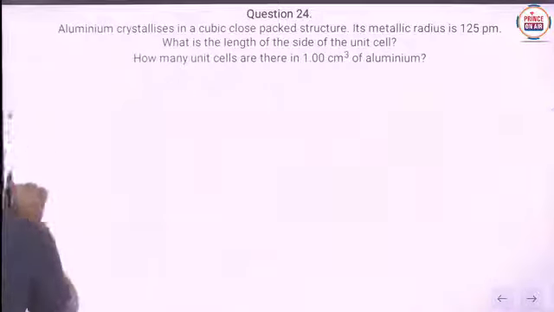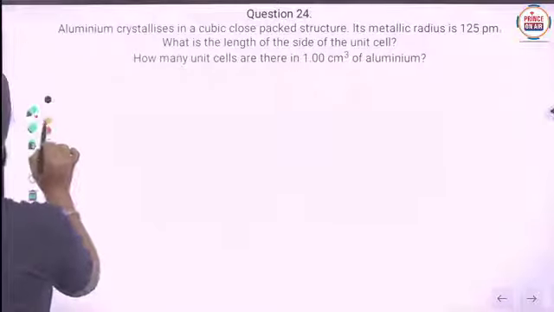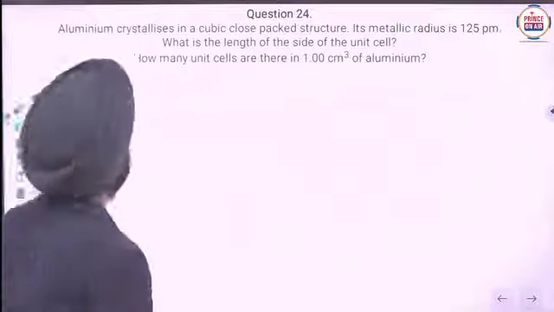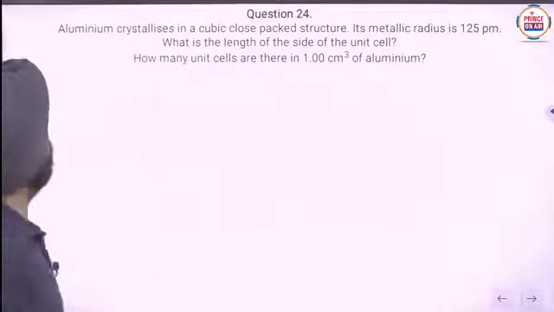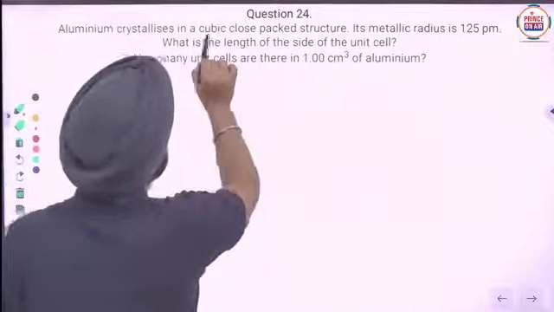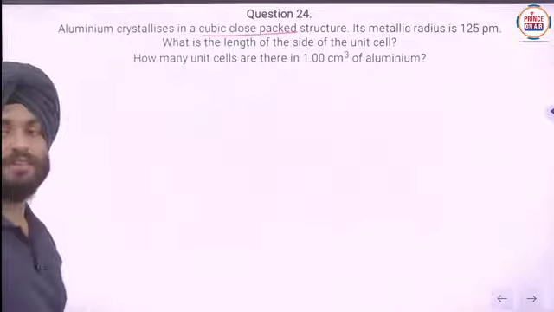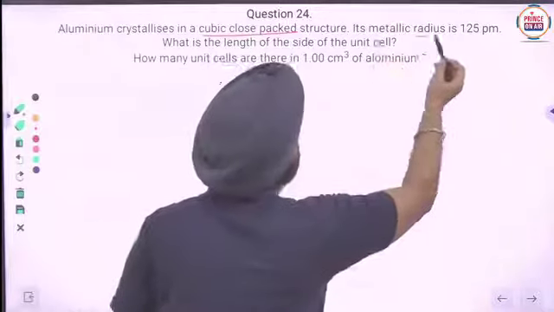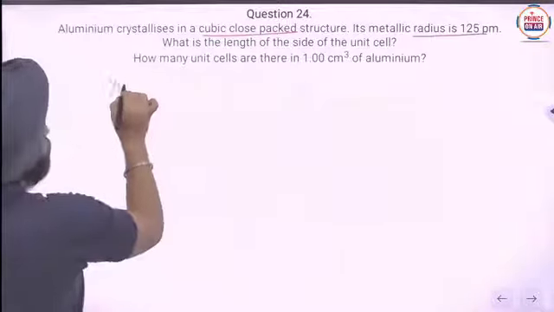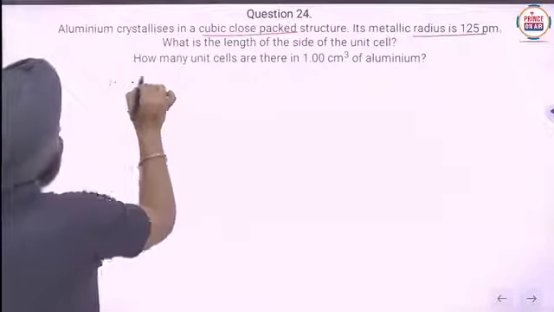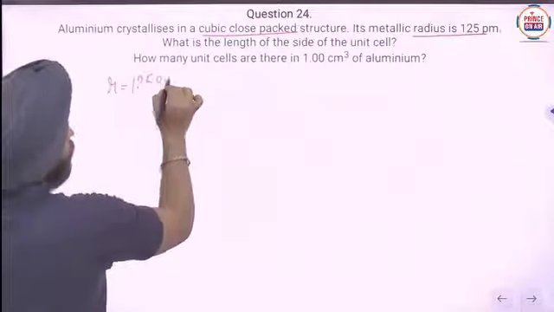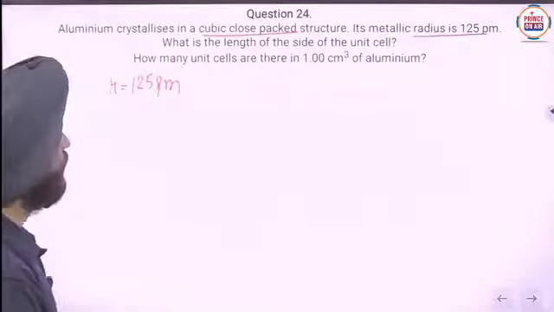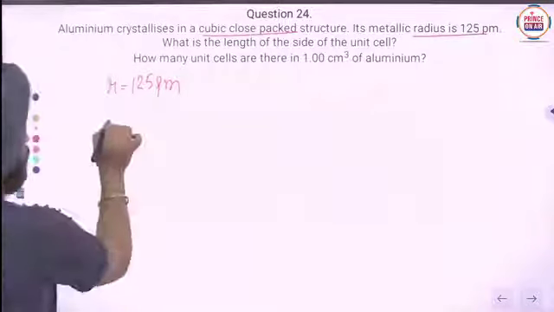See how to solve this. Side by side you can try to solve these questions yourself, and I will just provide you the solution. Aluminium crystallizes in cubic close pack structure, which is just similar to face centered. Its metallic radius is given to you, that is 125 picometer. So, what is the length of the side of unit cell? Means we have to calculate A.